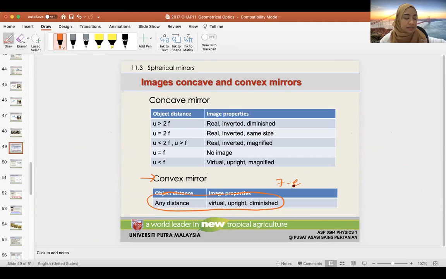Sama macam 711. How do you spell it? 711 punya mirror tu.